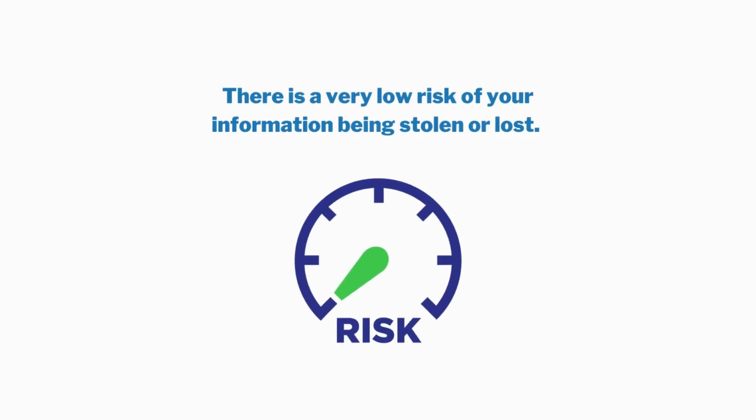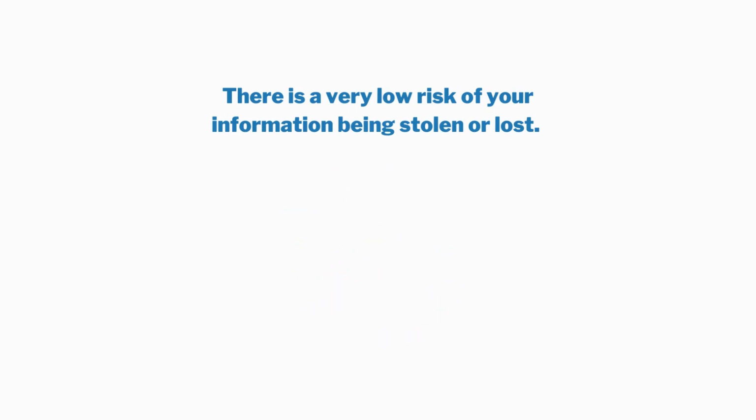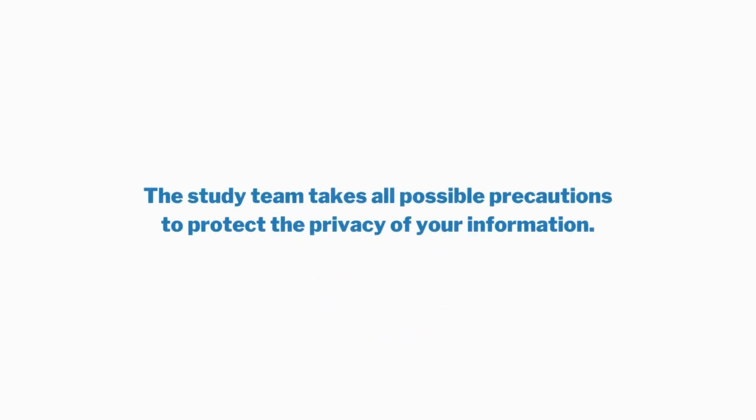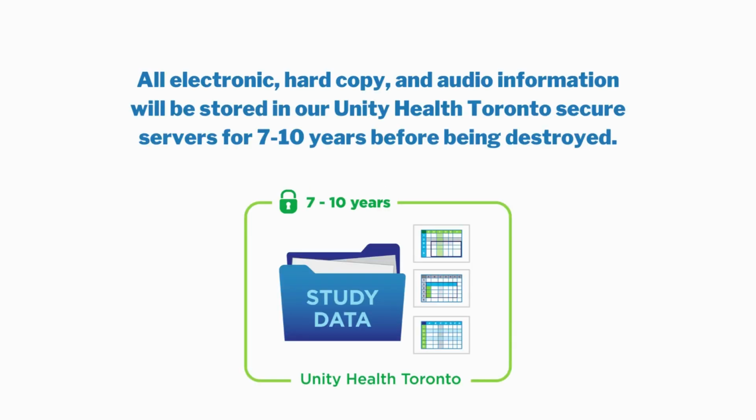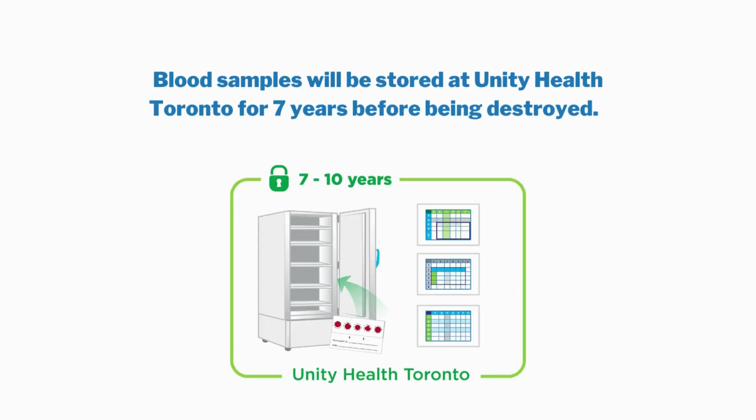There is a very low risk of your information being stolen or lost. The study team takes all possible precautions to protect the privacy of your information. All electronic, hard copy, and audio information will be stored in our Unity Health Toronto secure servers for 7 to 10 years before being destroyed. Blood samples will be stored at St. Michael's Hospital, Unity Health Toronto, for 7 years before being destroyed.